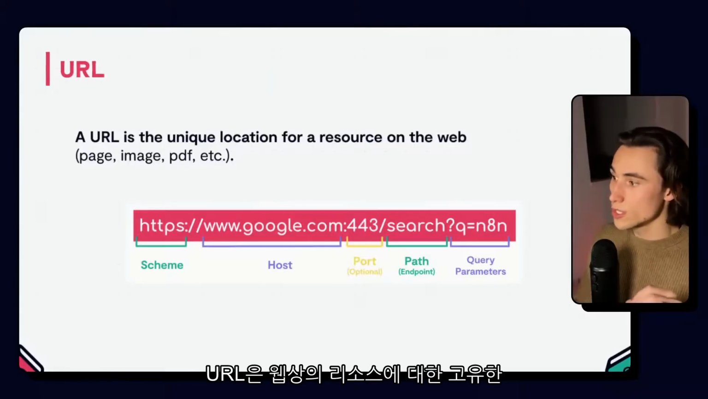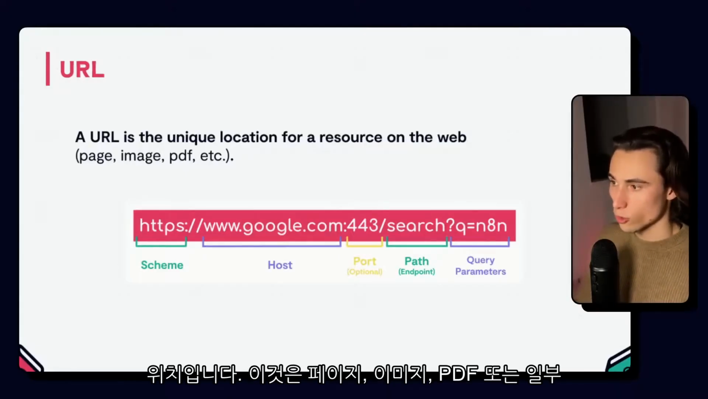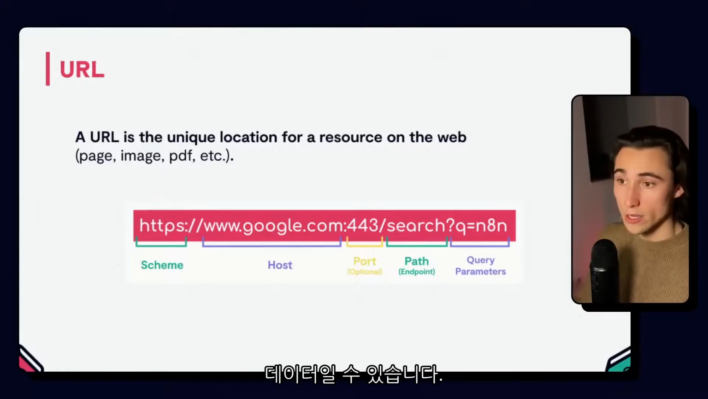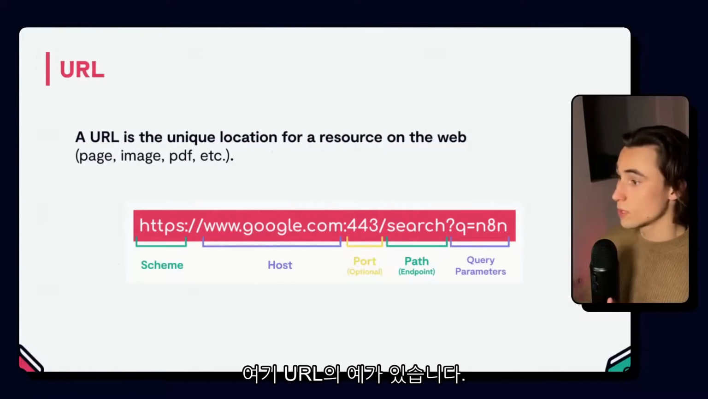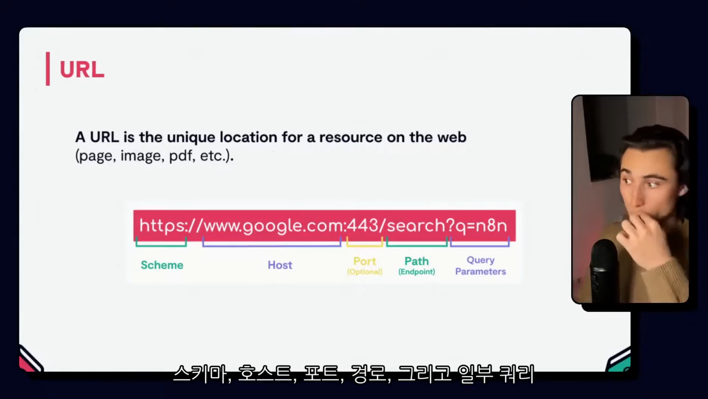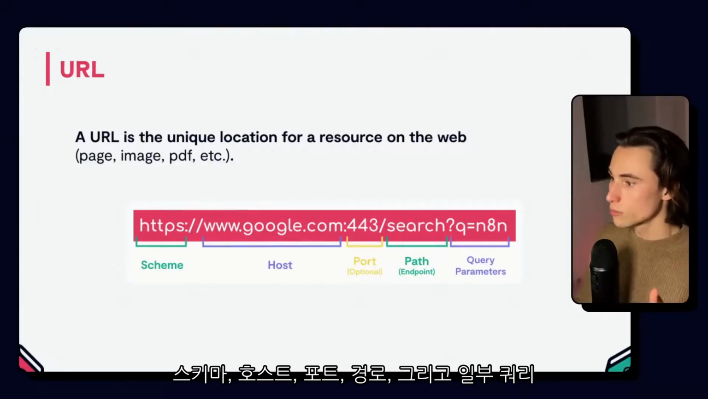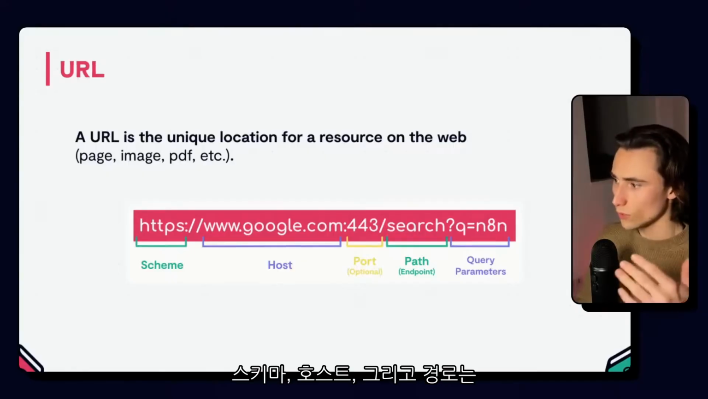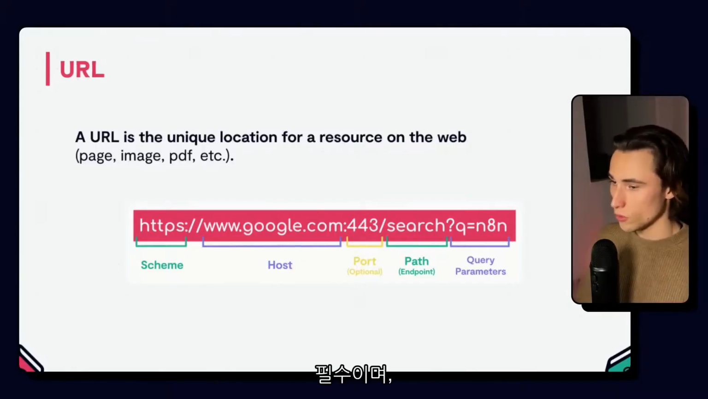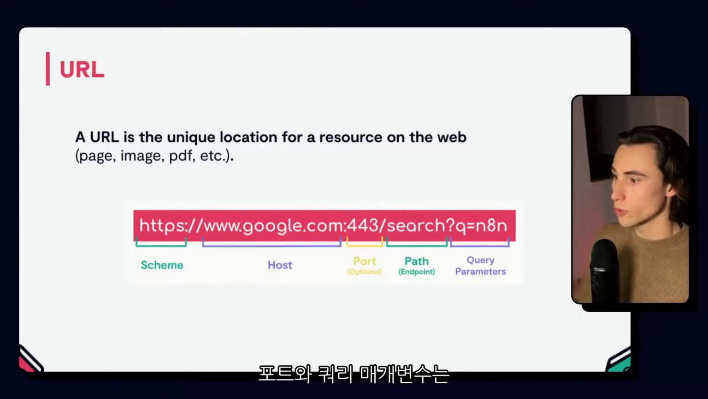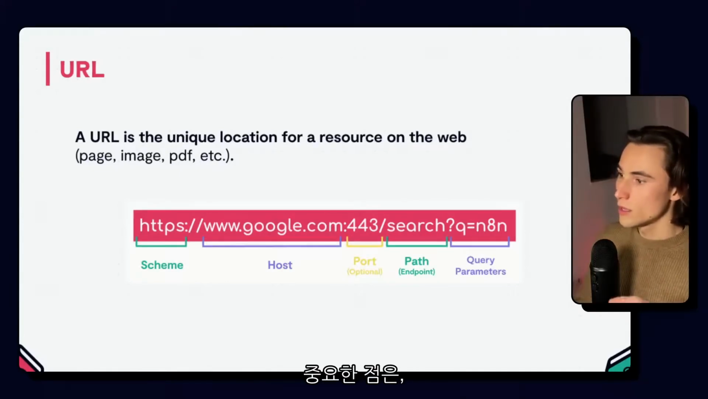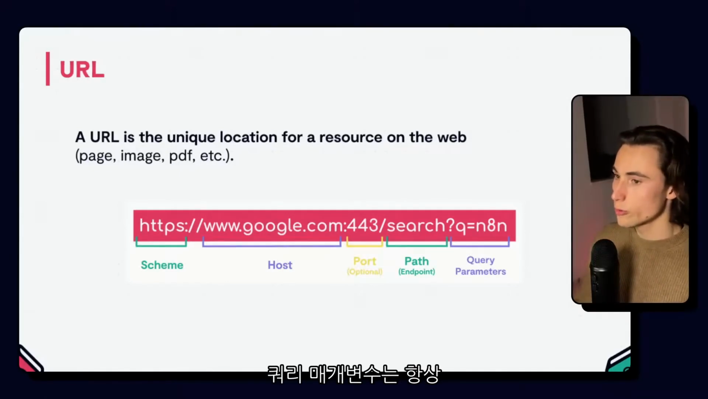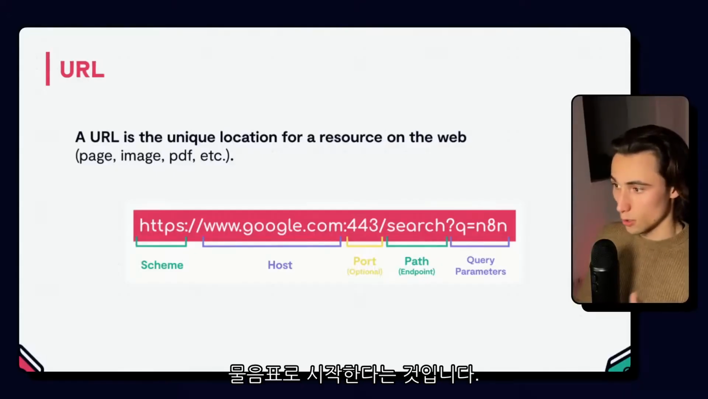The URL is the unique location for a resource on the web. This can be a page, an image, a PDF, or some data. Here we have an example of a URL. You can see a scheme, a host, a port, a path, and some query parameters. The scheme, the host, and the path are going to be mandatory, and the port and query parameters are going to be optional. Something that is important to note, query parameters are always preceded by a question mark.